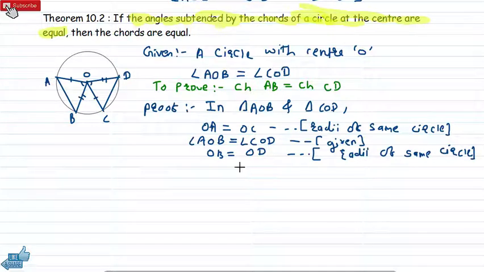It means therefore triangle AOB is congruent with triangle COD. By which criteria? By SAS congruency rule.